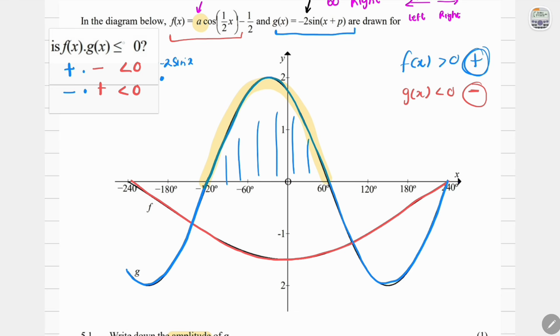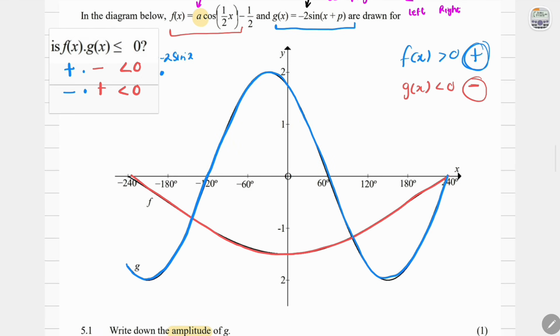When you multiply them, they should give you a value either less than 0 or equal to 0. So for negative 120 degrees, that actually does work, because that y value of 0 times this negative y value gives you 0. Okay, so that's what we have there.